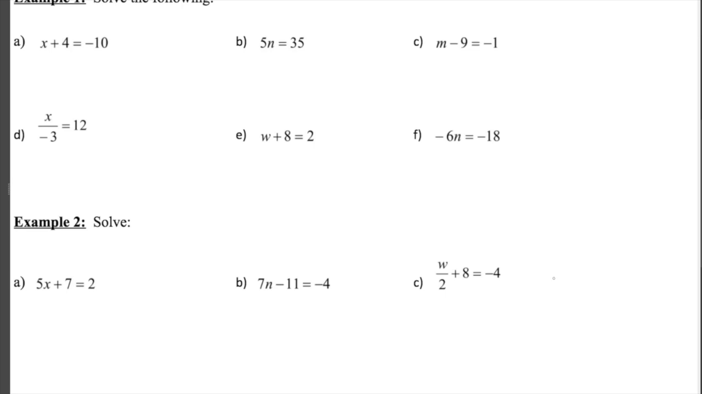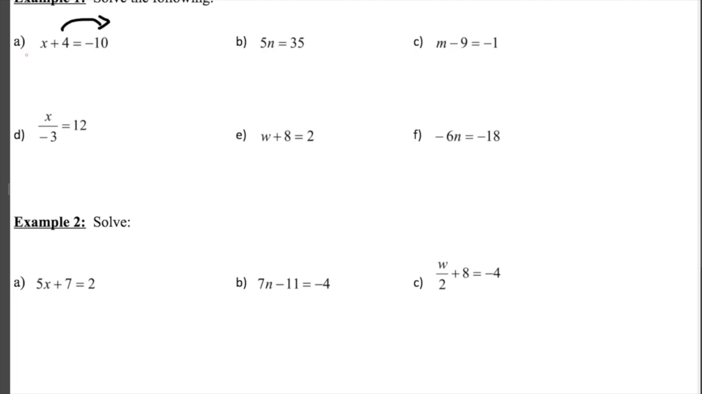Hello, we're going to be solving some examples for 1 and 2-step equations. So from here, in example 1, we have x plus 4 equals negative 10. So we're going to move the 4 to the other side. That means that we're going to do the opposite operation here.